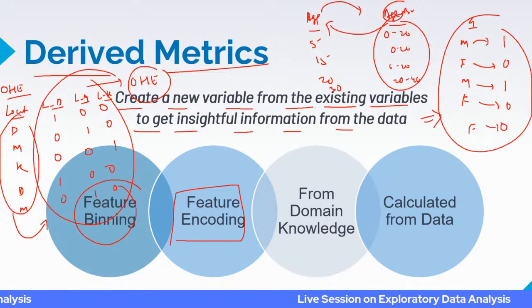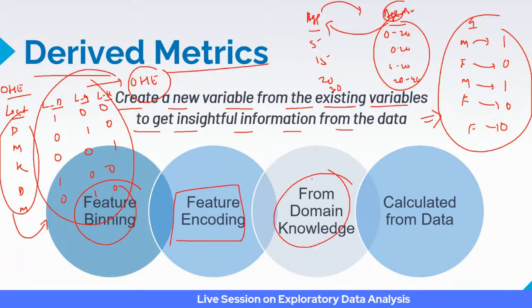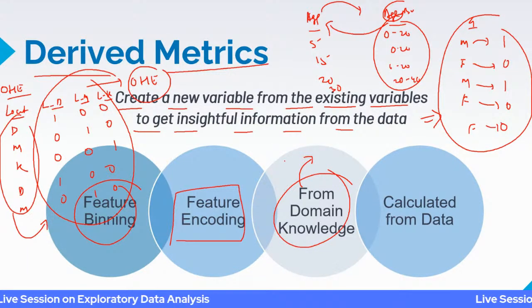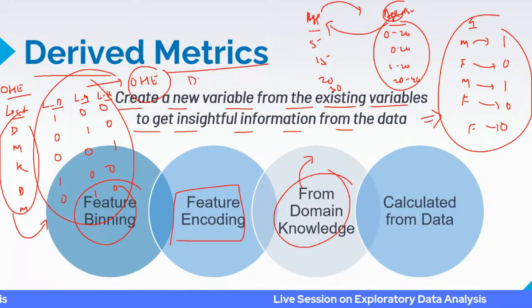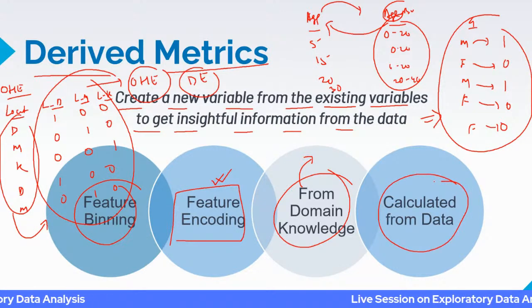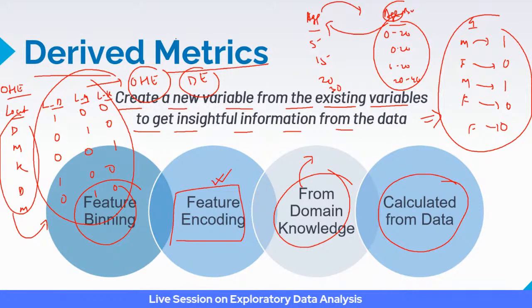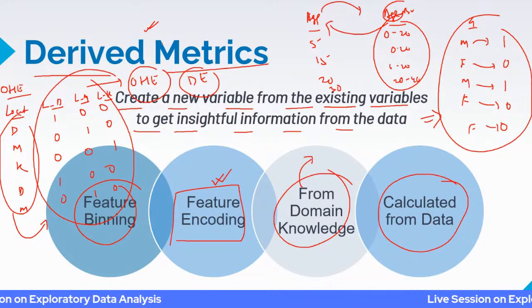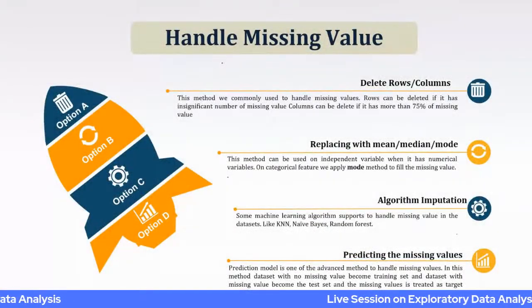The next one is from domain knowledge. Sometimes using our domain knowledge, we also create multiple features. Yes, dummy variable, that's what I told, or one hot encoding and dummy encoding, right? Many people might not know about this concept called feature encoding, so just go through the videos. And the next one is calculated from data. There could be multiple scenarios where you have to derive some features from our existing features. That's also a very important part.